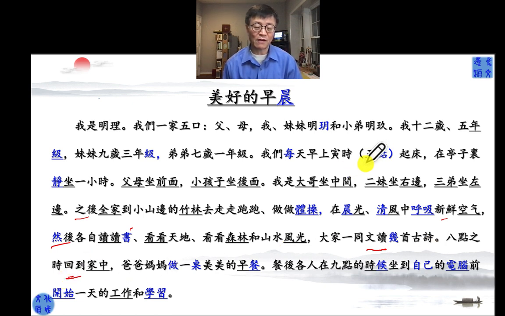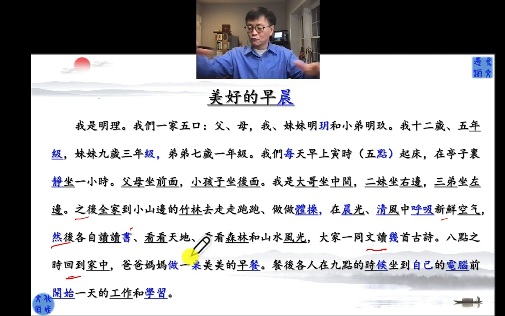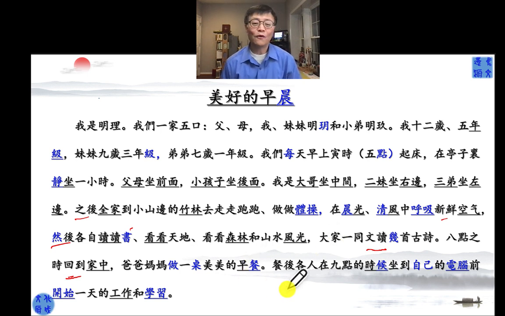So we get up at 5 o'clock, 1 hour sitting, then another 2 hours, we do all of this activity together. It's like there's a little mountain right behind our house, right? Use your imagination, remember. 回到家中, come back to home. Then, 爸爸妈妈坐一桌, 一桌, make one full table of beautiful, yummy breakfast. 美美的早餐.